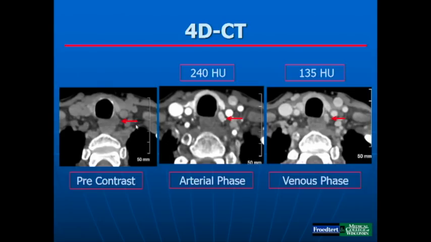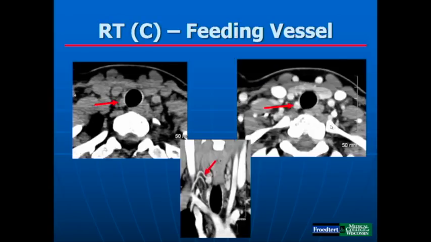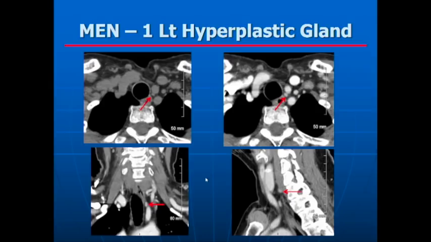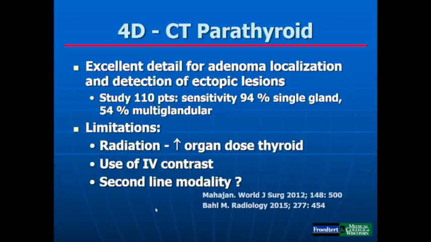Now here you have an example. The pre-contrast examination is important because of the higher attenuation of the thyroid gland. This is the nodule here, and this is the arterial phase. You can see it corresponds to this nodule of lesser attenuation, and the washout in the venous phase. Occasionally you can see the feeding vessel, the same as you can see in the ultrasound examination. This is a case of a patient with multiple surgeries with MEN1, with a small left hyperplastic gland without contrast, and this in the arterial phase, with planar reformats in the coronal and sagittal planes.